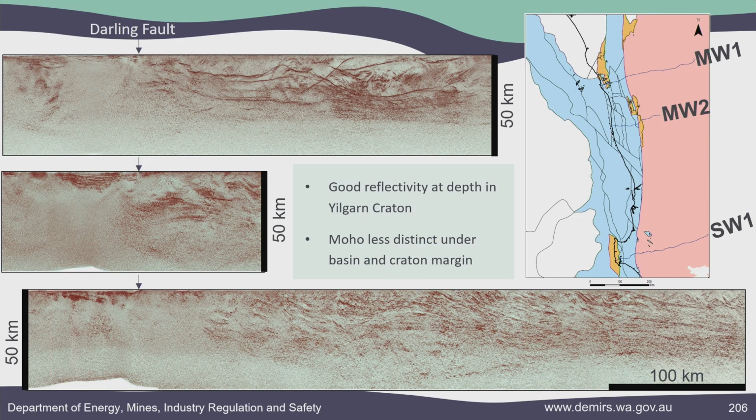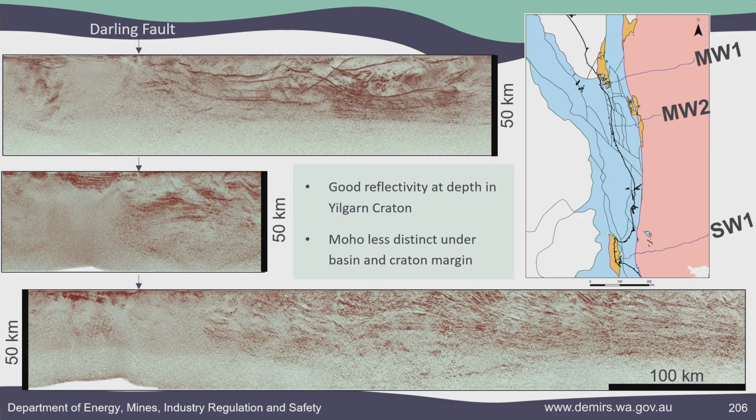But as you head towards the Darling Fault, you can see that reflectivity really drops off, and also drops off under the basin itself. Signal penetration below a deep basin is always difficult, and a definitive Moho signal is hard to see, and we're trying to understand more about this.